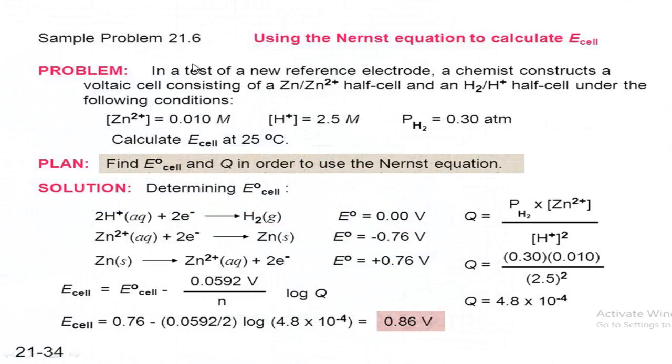Another problem: in a test of a new reference electrode, a chemist constructs a voltaic cell consisting of a zinc per zinc ion half cell and a hydrogen per hydrogen ion half cell under the following conditions. Okay, that means here you have to determine the oxidation reduction potential of zinc. So also applying the Nernst equation, we can easily do it.